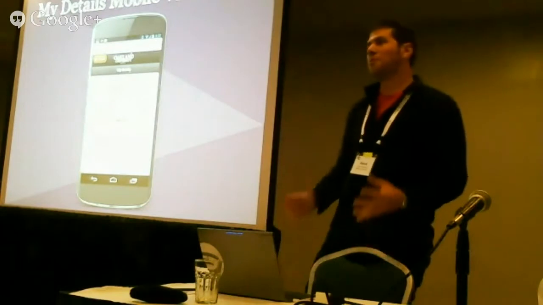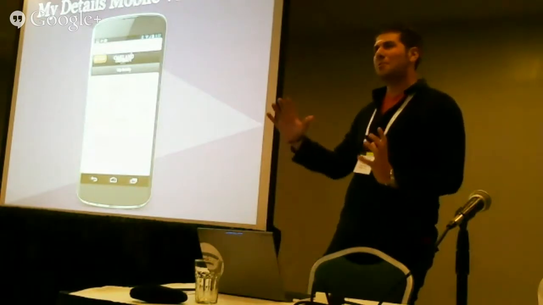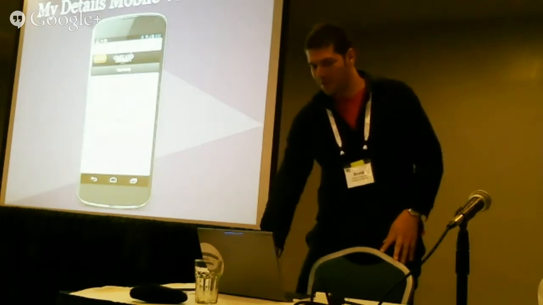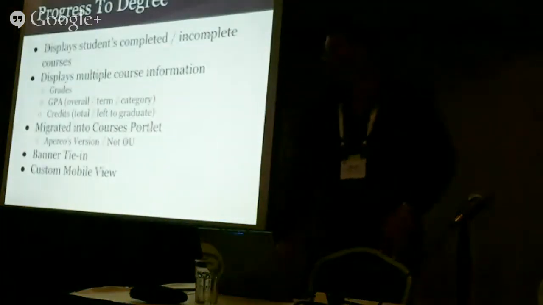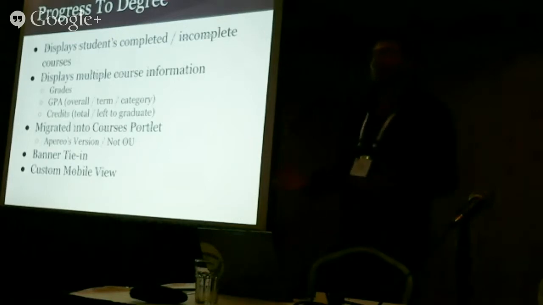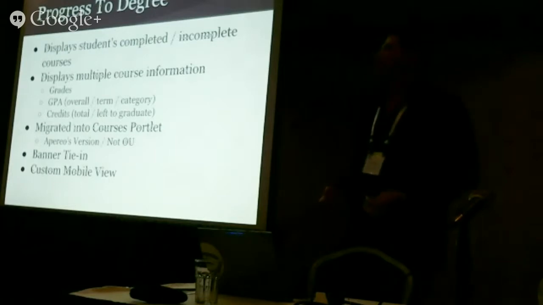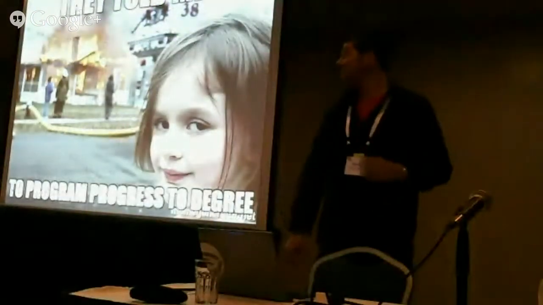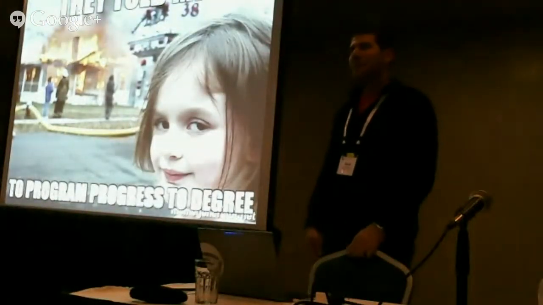And this is the mobile view. It's basically everything I said before, but rotated 90 degrees. So progress to degree. This is basically running a degree audit to see how close the student is to graduation. It's a really fun project to work on, and as you can see here, the students love this.